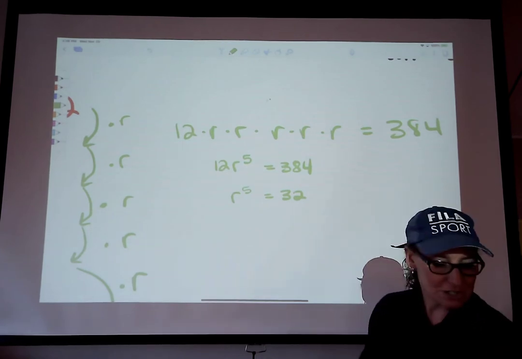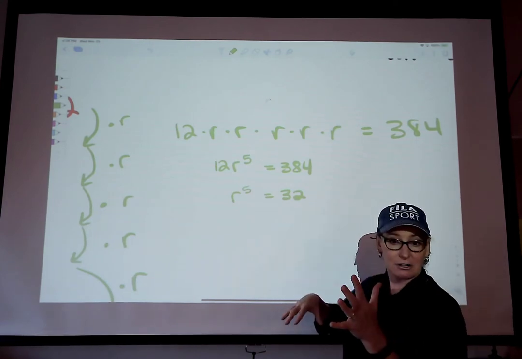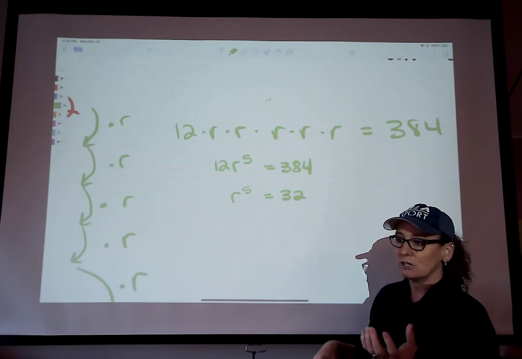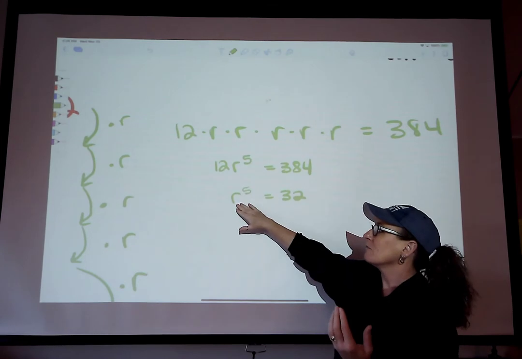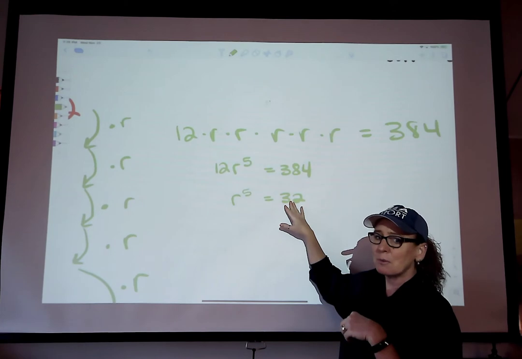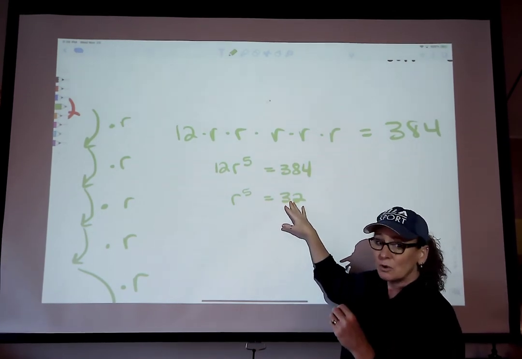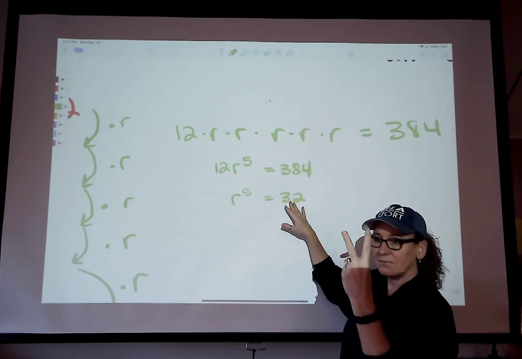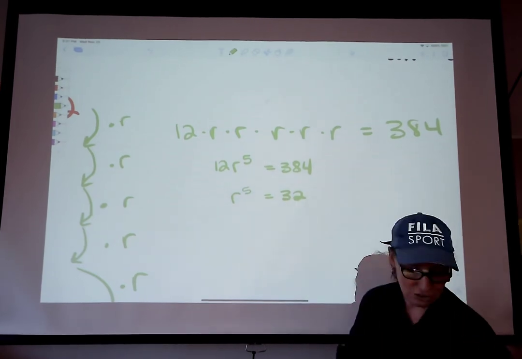Some of you can do this on your own. Some of you are going to rely on your calculator. There is a way to do a 5th root on your scientific calculator. If you don't know, just ask me. I'm happy to show you how to use your calculator. But think about it. You have to multiply by something 5 times to get 32. It's going to have to be a pretty small number and probably even. So I'm thinking 2. 2 times 2 is 4, 8, 16, 32. That's it. R is 2.